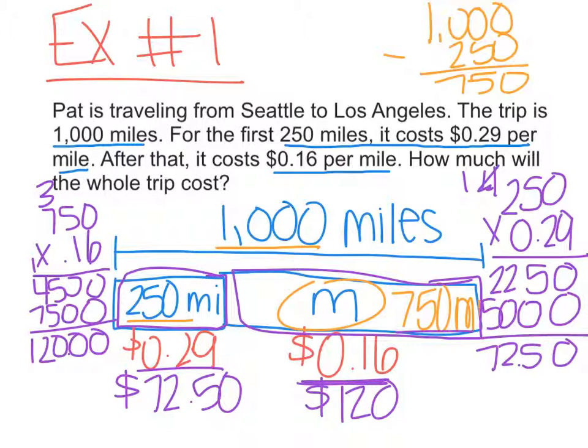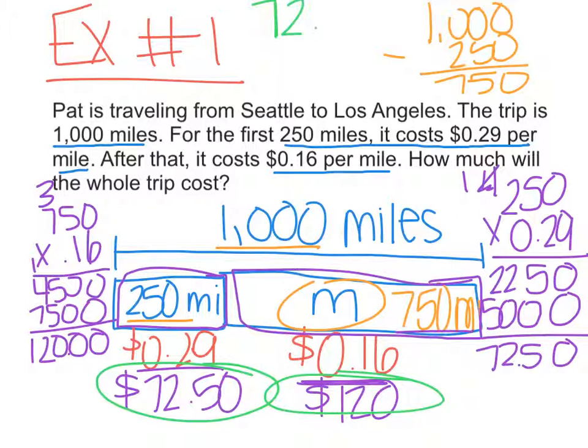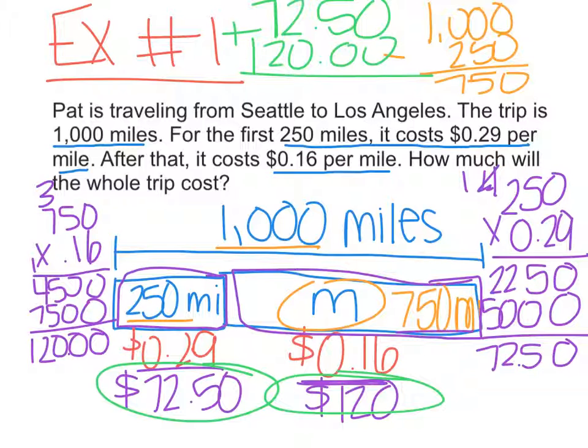So now the last thing we need to do is just find out how much the trip cost all together. So we've got $72.50 plus $120. And when we add decimals, we just bring the decimals straight down and add like normal. So our complete answer is $192.50.